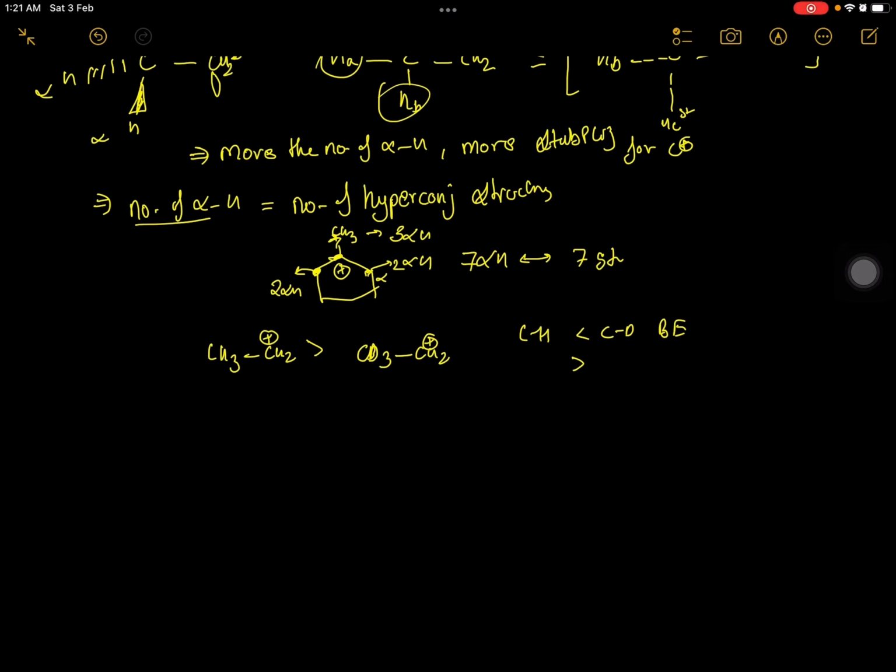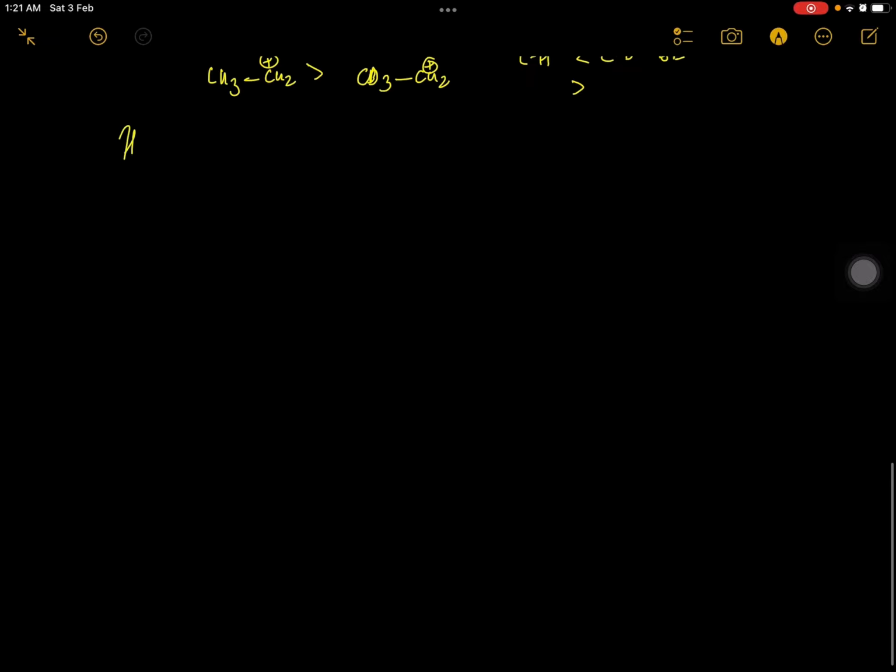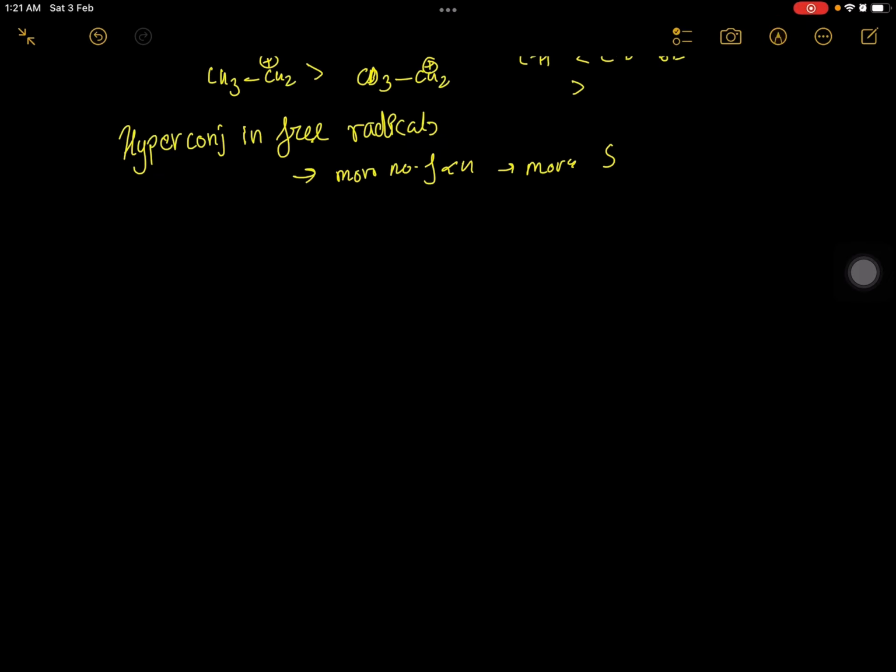Now let's go to hyperconjugation in alpha radicals. In free radicals, again there'll be an H going, but this time the H will get the free radical instead of the plus charge. It's the same thing. And again, yeah, the more the number of alpha hydrogens, the more the stability, right? Let me give you an example of how you can check this.